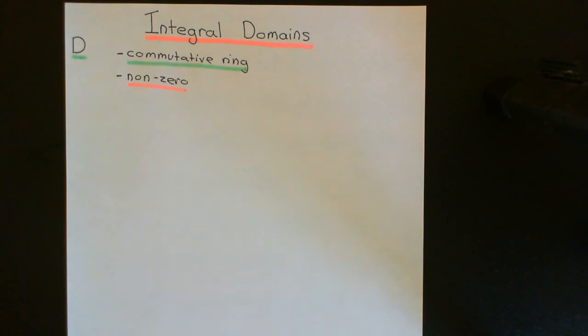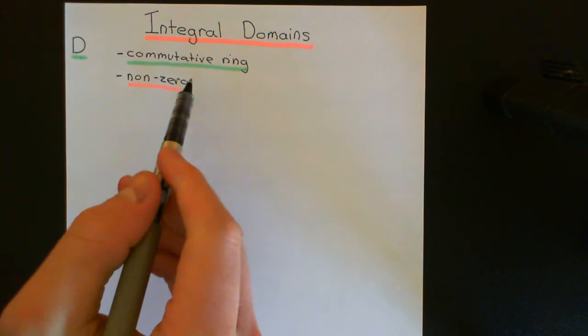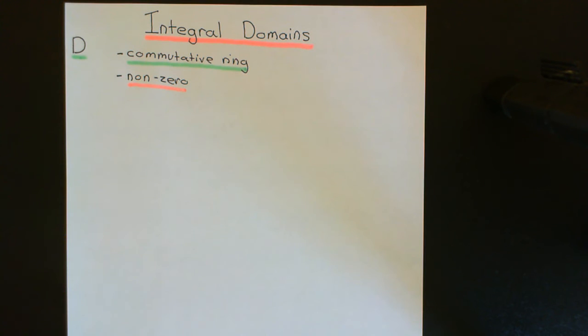However, we do not consider the zero ring an integral domain, so you need a commutative ring that is not the zero ring. So find some commutative ring that is not the zero ring, and then we can proceed further and ask, is it going to be called an integral domain?